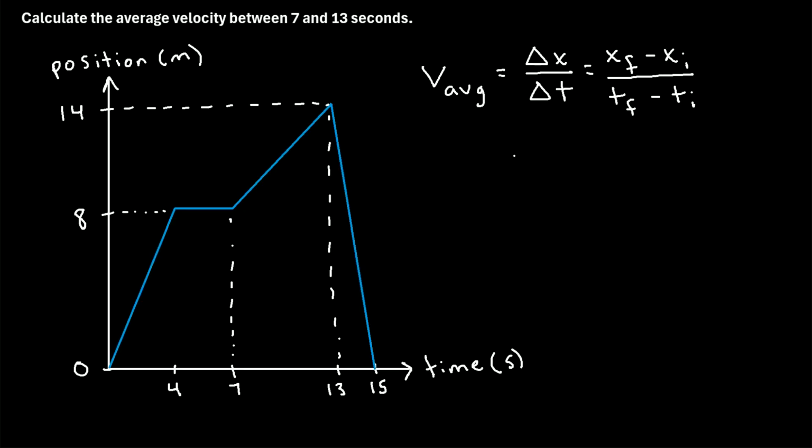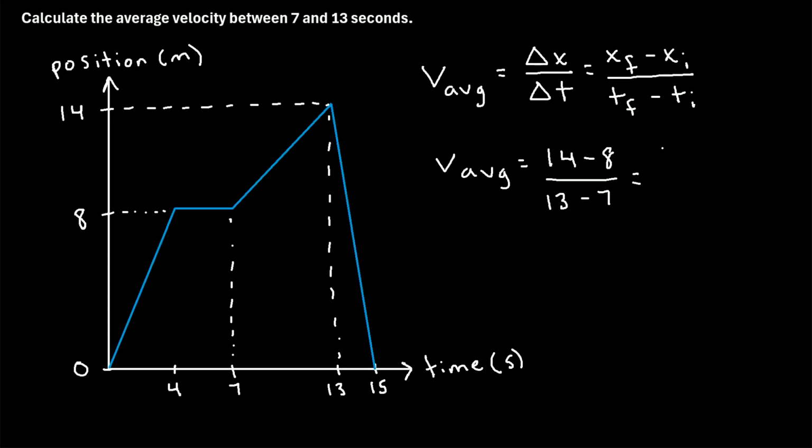So let's go ahead and fill that in our formula. So we'll say average velocity is equal to, in the numerator, we have the final position, which we said was 14 meters, minus the initial position, 8 meters. Then we'll divide that by, in the denominator, the final time minus the initial time. So the final time is 13 seconds, and the initial time is 7 seconds. Because remember, this is the time interval that we're concerned with. We want to calculate the average velocity between 7 and 13 seconds. So in our denominator over here, we'll say 13, our final time, minus 7, our initial time. So that's it.